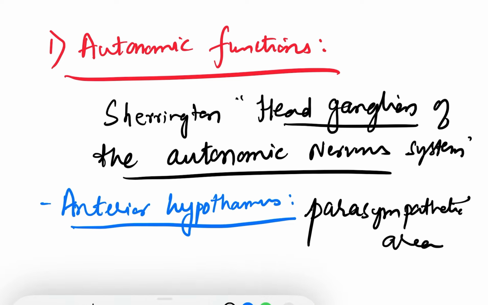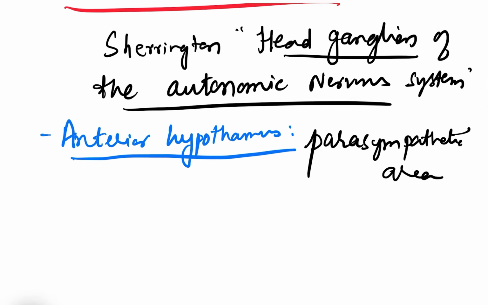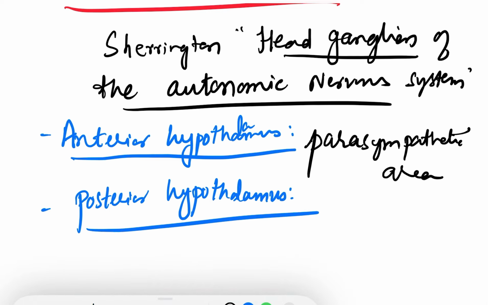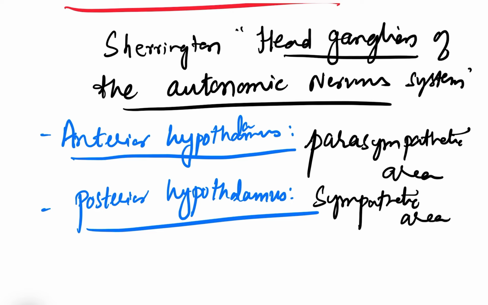Similarly, if we electrically stimulate the posterior hypothalamus or the posterior hypothalamic nucleus, then ultimately we will be stimulating the sympathetic nervous system. So this is called the sympathetic area, and it has an excitatory effect on it. Let us see a line diagram to have a better concept. I am just drawing a brain stem here.